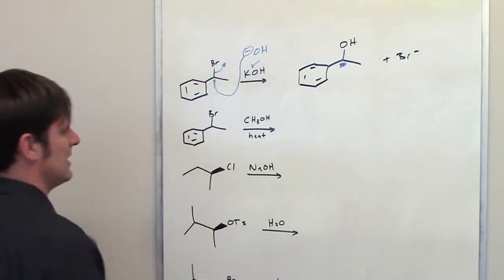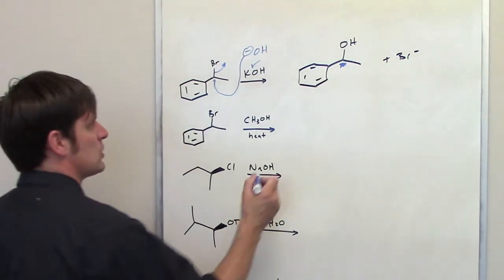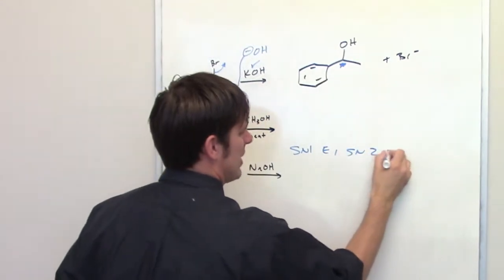So right here, we look at that thing. That is not only secondary, but it's also stabilized, which means that it could be any of the above. So I'll go ahead and write all of them down right here. SN1, E1, SN2, E2. Now I go to my next question.